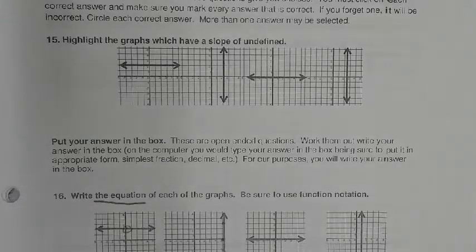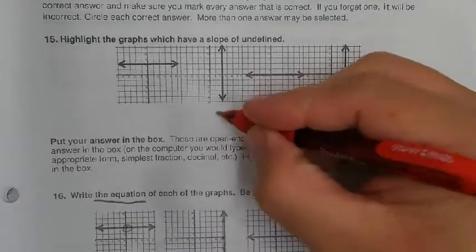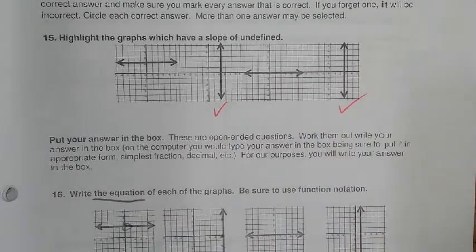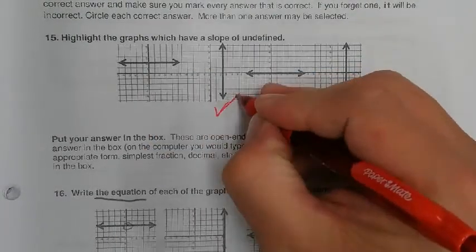On this one, undefined slope. Undefined, is that going left or right or up and down? Up and down. So there's two of them. This one and this one. That's all you have to do. Both of these would have a slope of what? 0. Good.